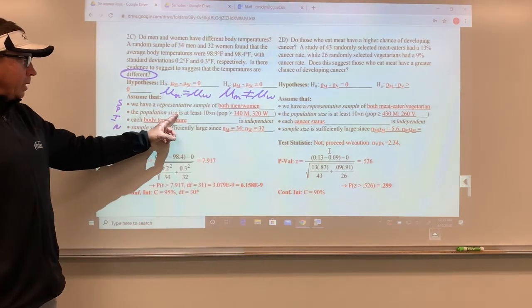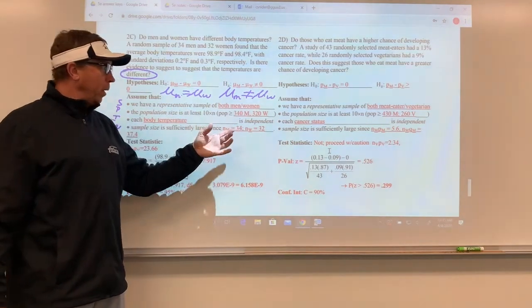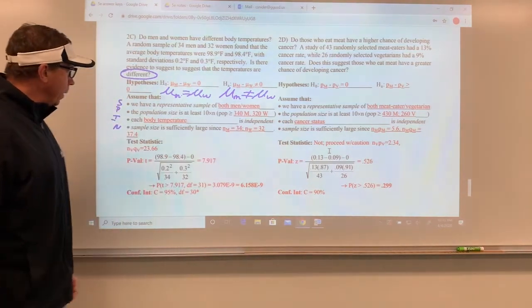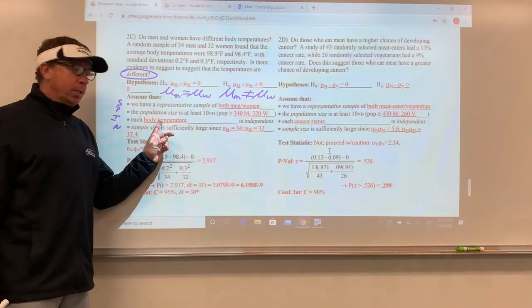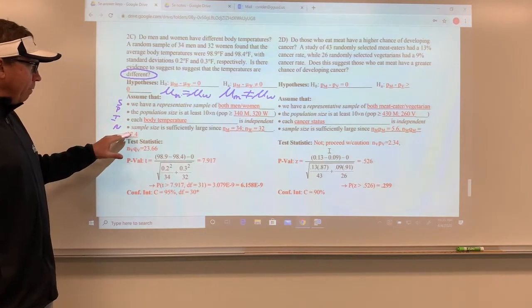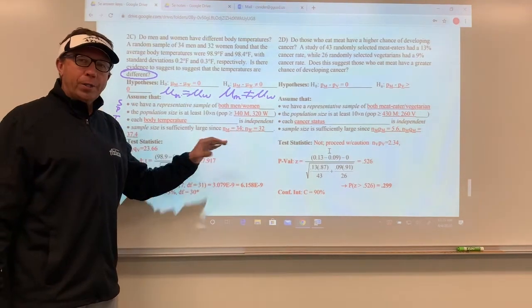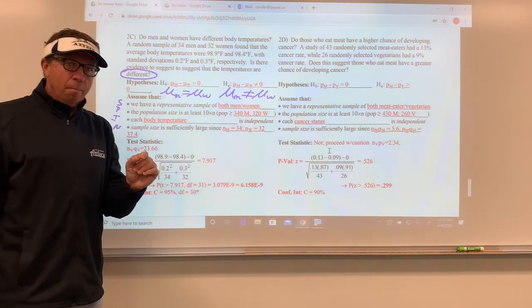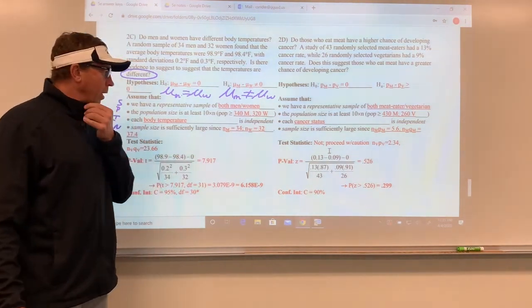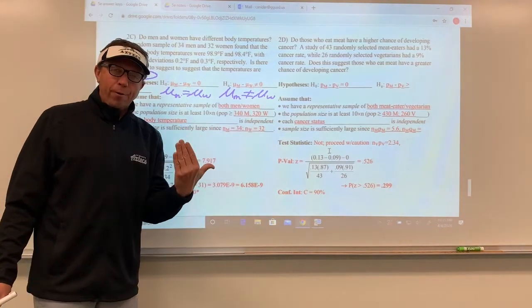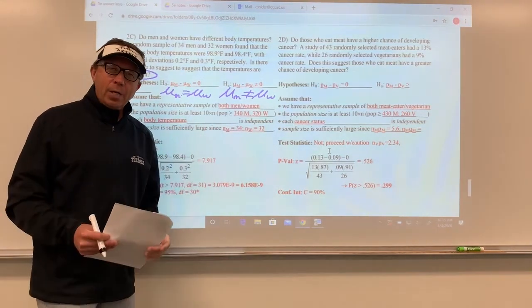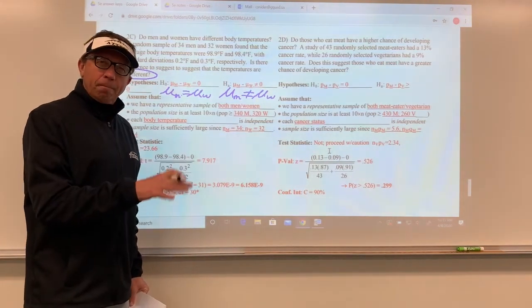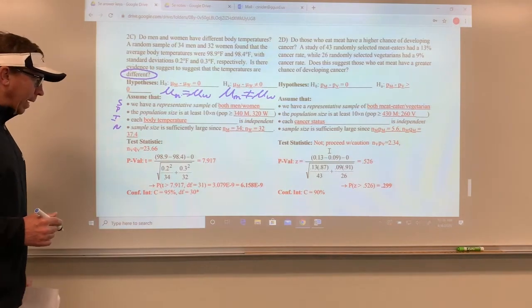Assume the population size is at least 10 times the sample size. So the men would be 340 and women 320. Of course, there's way more than that, okay? Assume each body temperature is independent, and that both of the sample sizes are sufficiently large to invoke the CLT, or central limit theorem, meaning that we're going to have a normal curve because the men and the women are both over 30, and 30 has been deemed the magic number where you'll have a normal curve of the sampling distribution, okay?